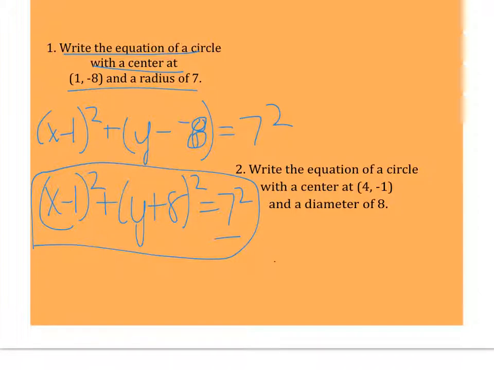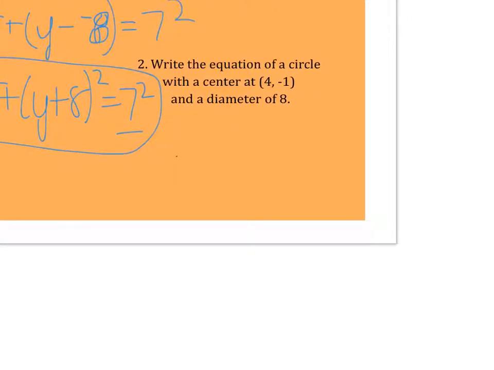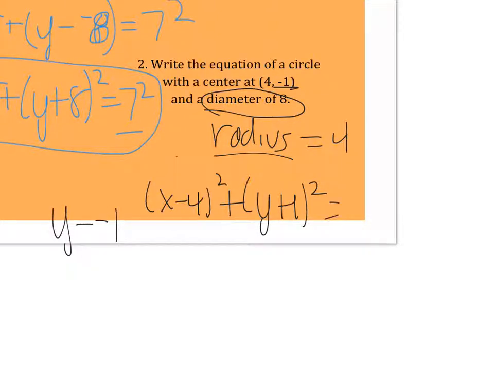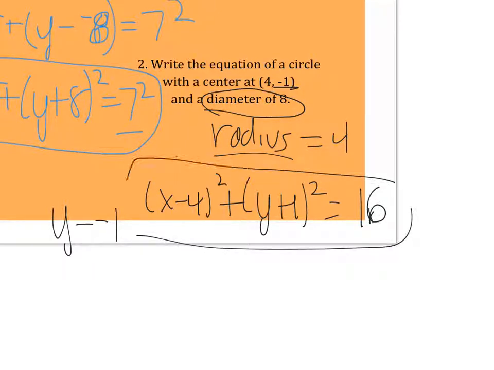For number 2, write the equation of a circle with a center at (4, -1) and a diameter of 8. Now, diameter does not mean radius, but remember, it's just half of that, so the radius is going to be 4. So you're going to go (x minus 4) squared plus (y plus 1) squared. Remember, it's y minus a -1, and that's going to be equal to 4 squared, or I'll just put 16 this time. So read the problem. It says diameter, it doesn't say radius.